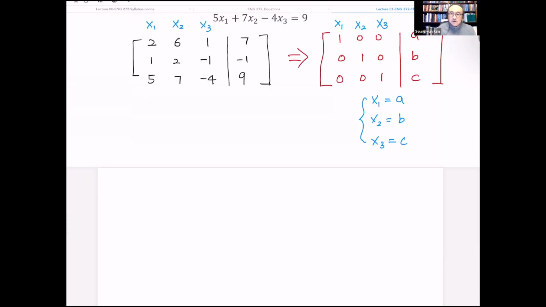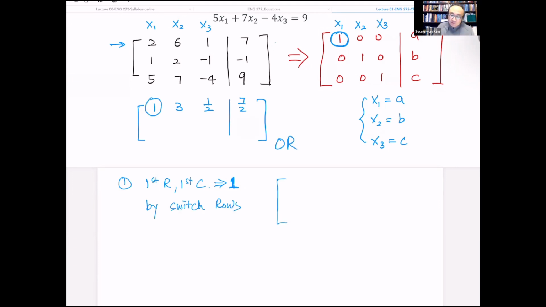We have to do this using a very systematic approach. Step number 1: first row, first column, make it 1. Easiest way, divide the whole row by whatever the number is. In our first row it is a 2. So if we divide everything by 2, we get 1, 3, 1 over 2, 7 over 2. This is perfectly fine, so that we have 1 right there. Or we can switch rows. If I switch these two rows, 1, 2, -1, -1, 2, 6, 1, 7, 5, 7, -4, 9. Now I have 1 right there.